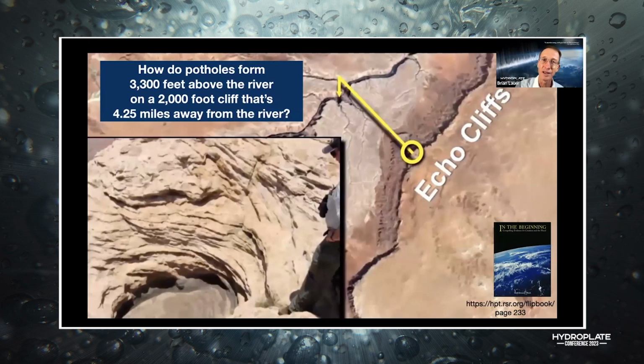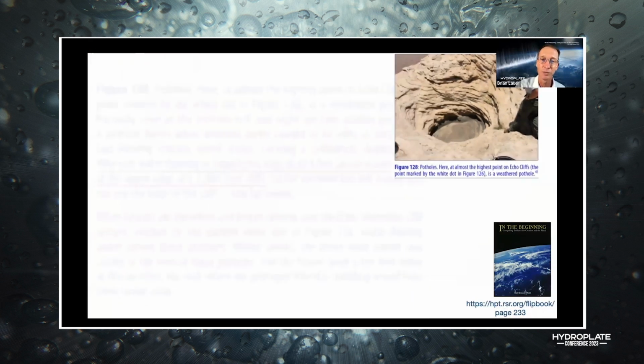How in the whole world do you get a pothole to form 3,300 feet above the river on a 2,000 foot cliff that's 4.25 miles away from the river? Yeah, that's an anomaly. And how do you explain that with blind chance and random collisions of atoms? You cannot. Your theory's wrong. And that's Walt Brown talking about it.